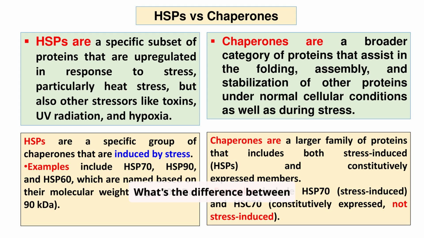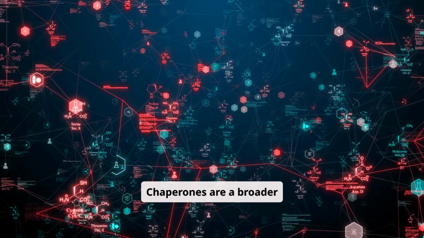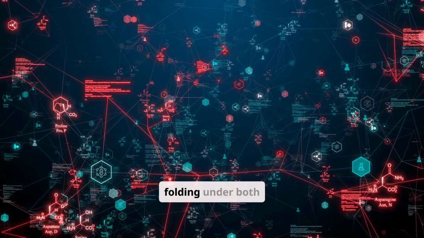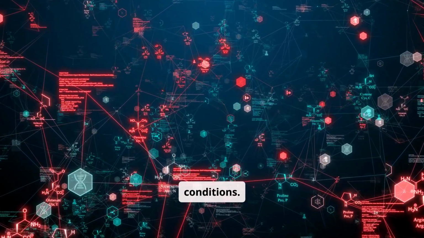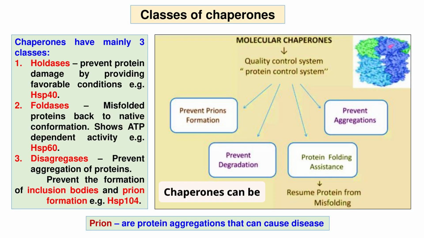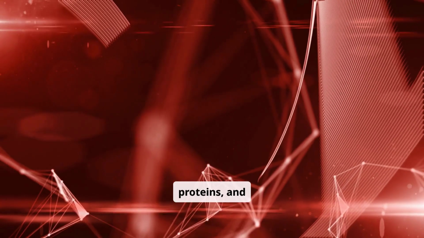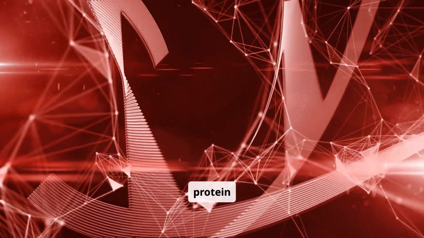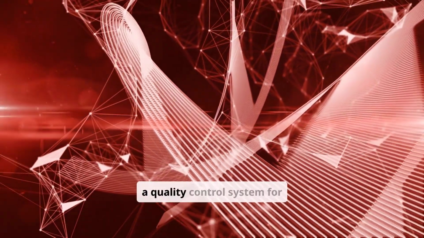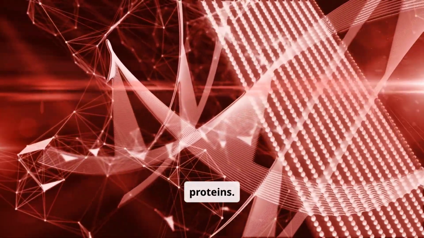What's the difference between HSPs and chaperones? HSPs are a specific subset of chaperones upregulated during stress. Chaperones are a broader category, assisting in protein folding under both normal and stressful conditions. Chaperones can be classified into holdases, foldases, and disaggregases. Holdases prevent protein damage, foldases refold misfolded proteins, and disaggregases prevent protein aggregation. They act as a quality control system for proteins.